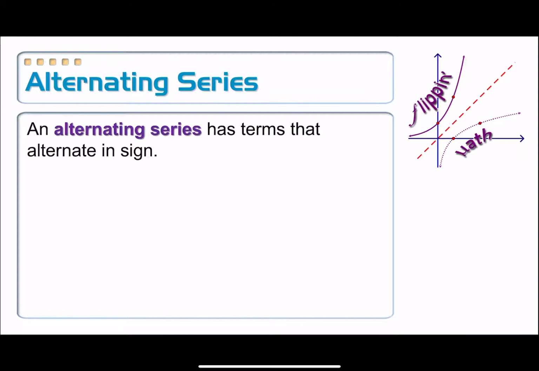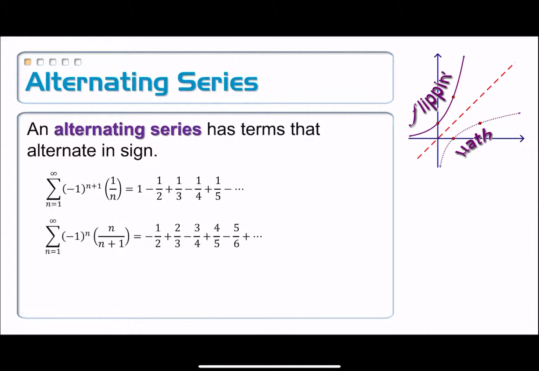So here's a definition of an alternating series. It just has terms that alternate in sign. And here's some examples. This is the one that we just saw. This is the alternating harmonic series, right? Here's another one. It didn't have a special name. (-1)^n times n over n plus 1, and so on. You can see some terms. This one starts off with a negative and then goes positive, negative, positive. It's alternating. And then here's another one.